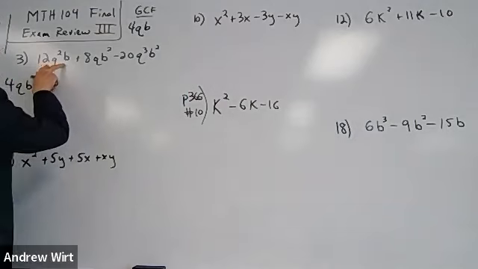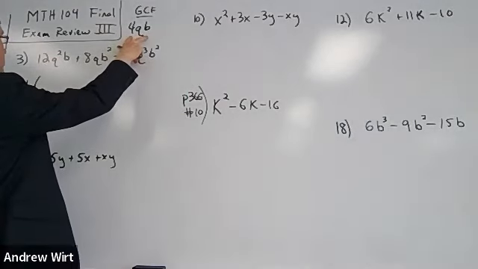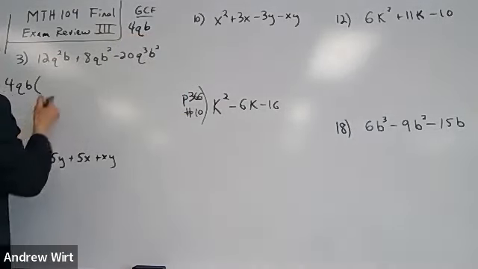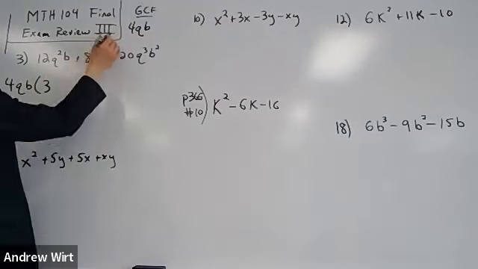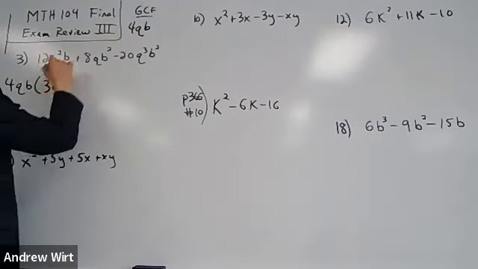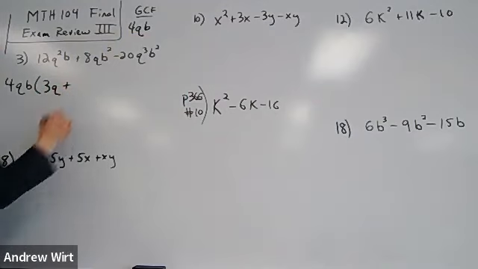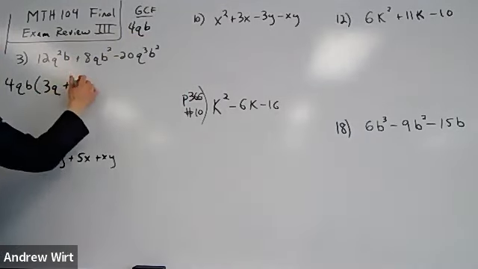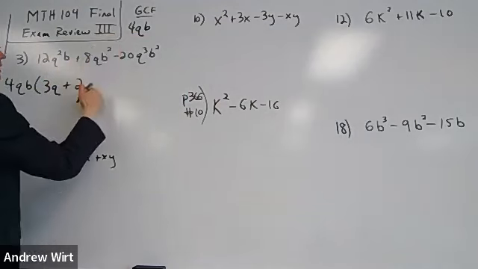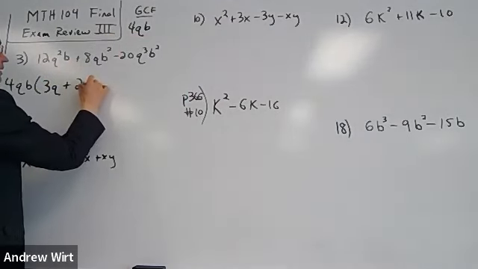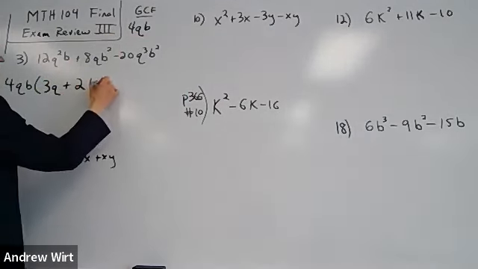the result of taking each term and dividing by the GCF. 12 divided by 4 gives us 3. Q squared divided by Q is Q, and the B's cancel. So 3Q for the first one. And the second one, 8 divided by 4 is 2. Q divided by Q, those cancel. B squared divided by B is B. So 2B for the middle term.